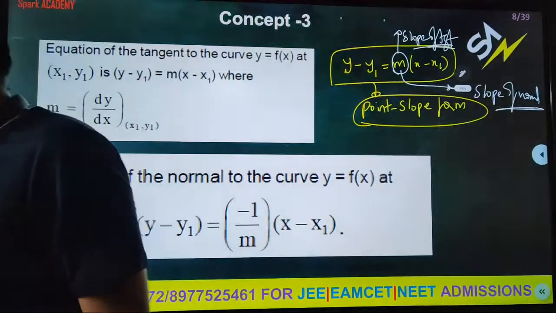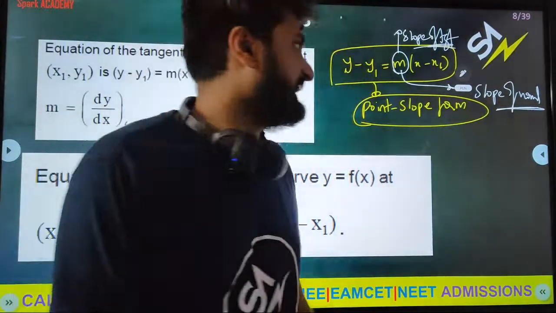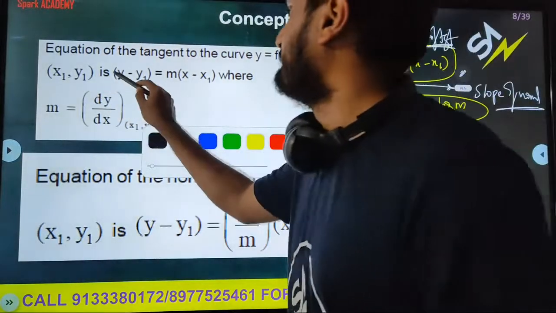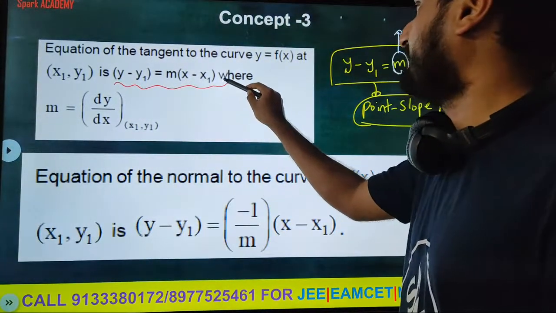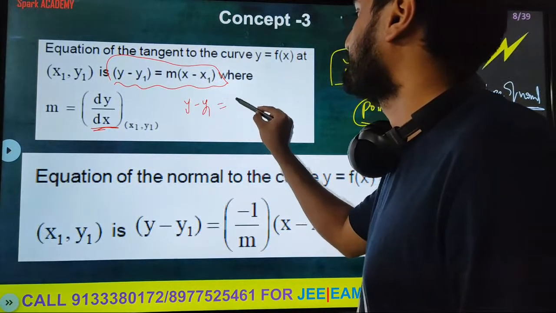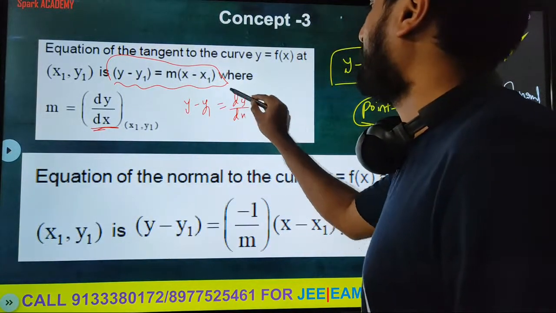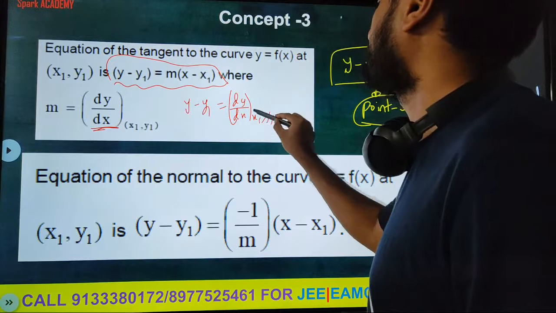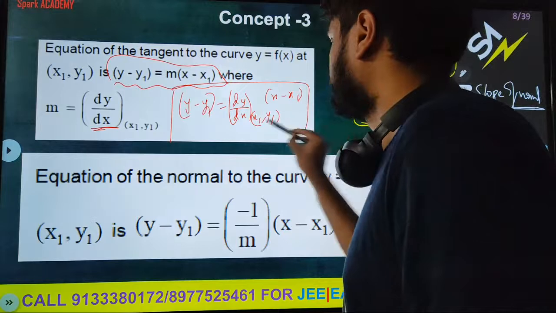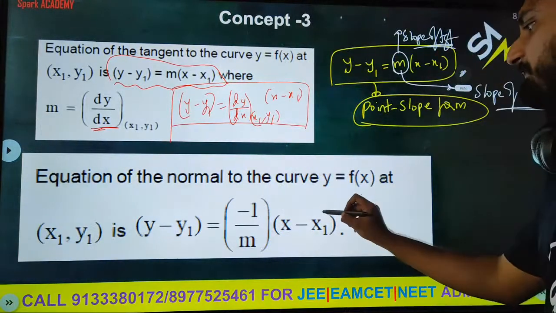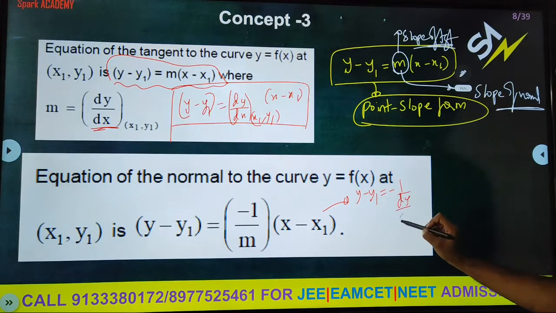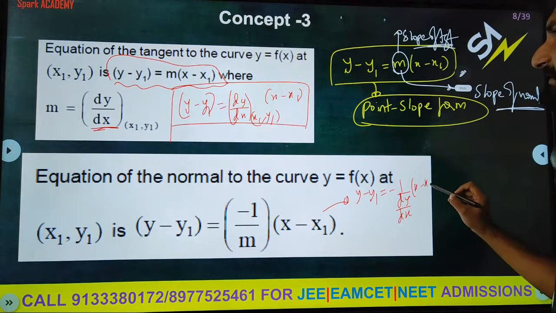Hope this is clear to everybody. So once we do that, we will be getting y minus y1 equals dy by dx at the point (x1, y1) into (x minus x1), and for the normal, y minus y1 equals -1 by dy by dx into (x minus x1).